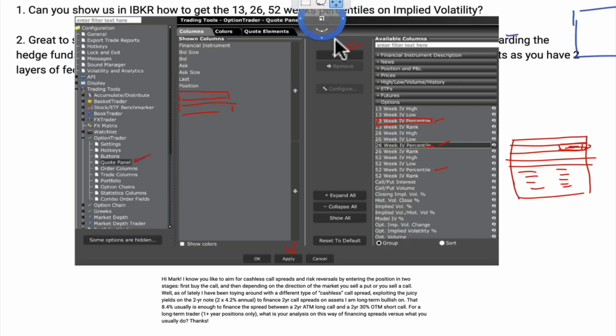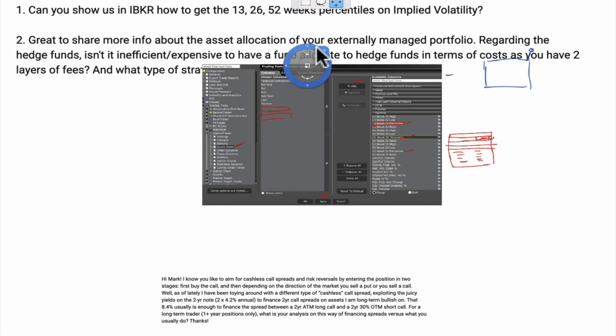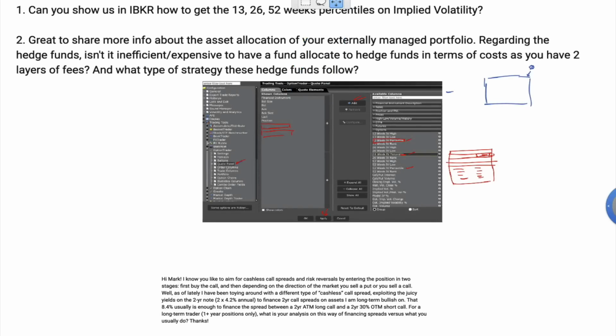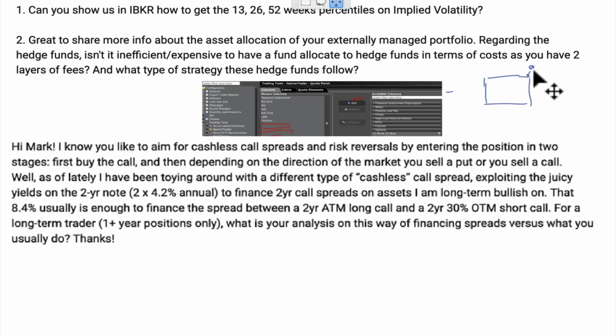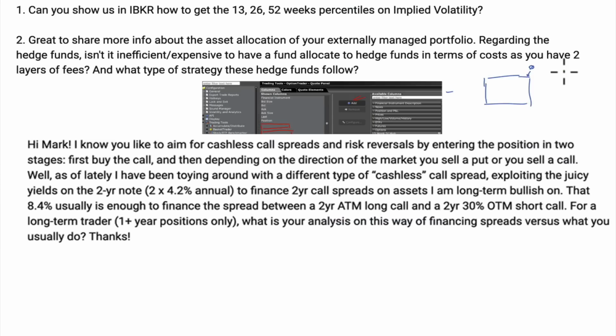Let's minimize that now. Get that out of the way. And there's a question at the bottom of the screen here. Let's bring that up and make that a little bigger so we can read it. The second question here was: share more information about the asset allocation of your externally managed portfolio. Regarding the hedge funds, isn't it inefficient, expensive to have a fund allocate to hedge funds in terms of costs, as you have two layers of fees?